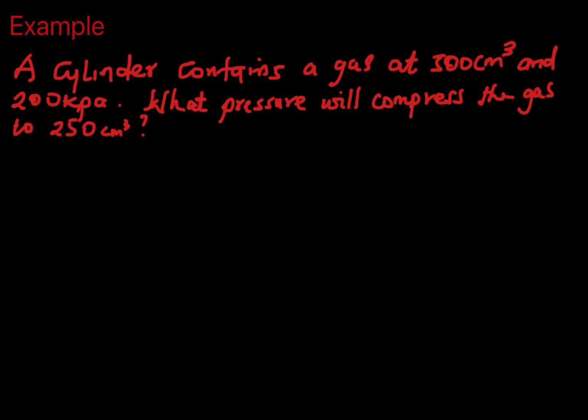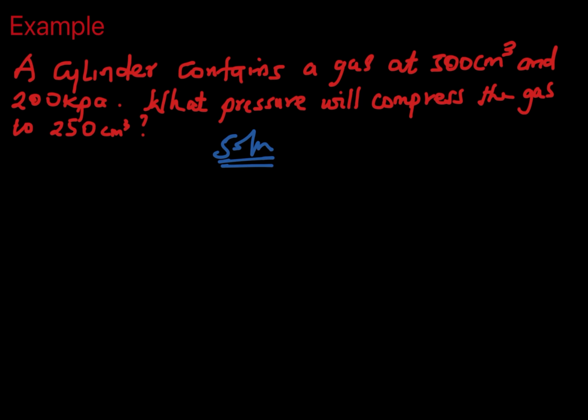Another example that we can look at is this one. A cylinder contains a gas at 500 cm³ and 200 kPa. What pressure will compress the gas to 250 cm³? Like the first one, we need to know our initial volume, final volume, whatever we need to look for.